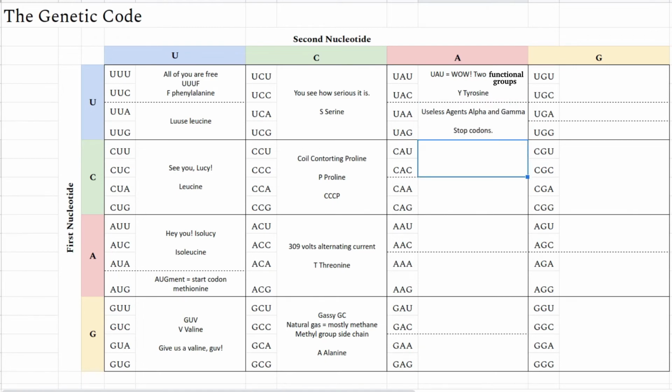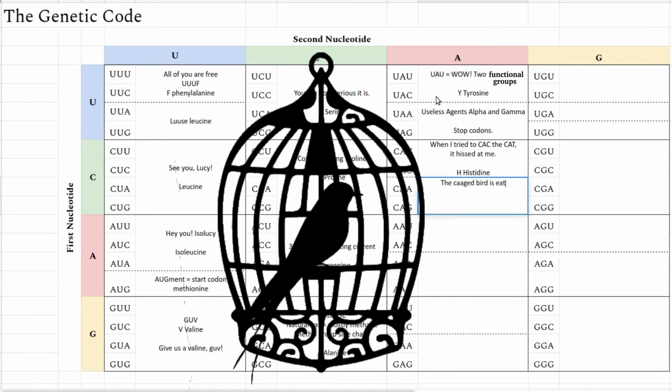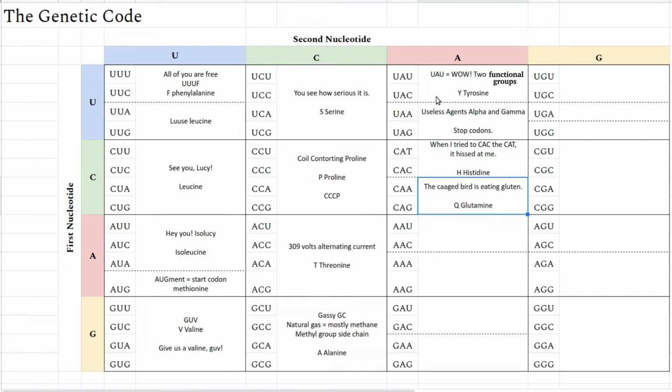For CA, we can remember that T is the same as U, just T occurs in DNA and U in RNA. When I tried to catch the cat, it hissed at me. This half block codes for histidine. The other CA half block is like a caged bird. Polly, want to crack him? The caged bird is eating gluten, so we have glutamine.